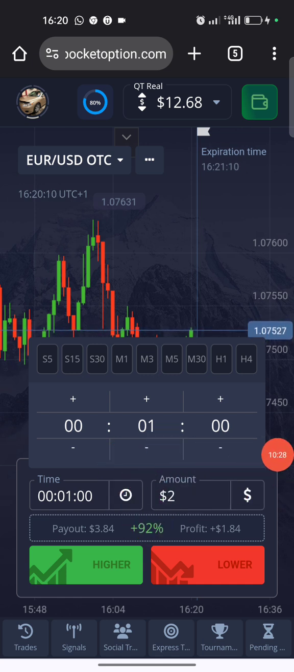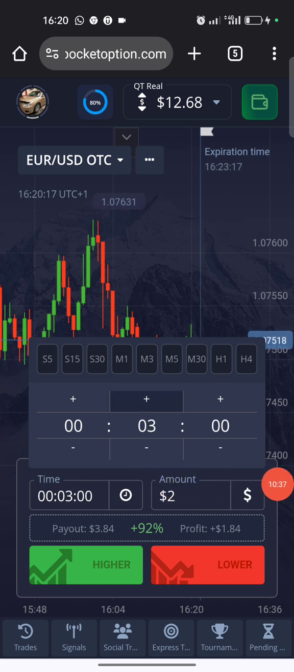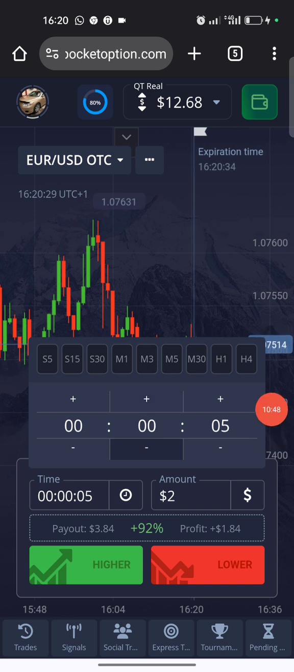So if you want to set your time, for instance, to 5 minutes, all you have to do is click on the plus button you are seeing here. It's going to show you where you want to trade. But if you want to go lesser than 5 minutes, just click on 1 minute. Okay, so if you don't want to trade in minutes, this is where the seconds is.